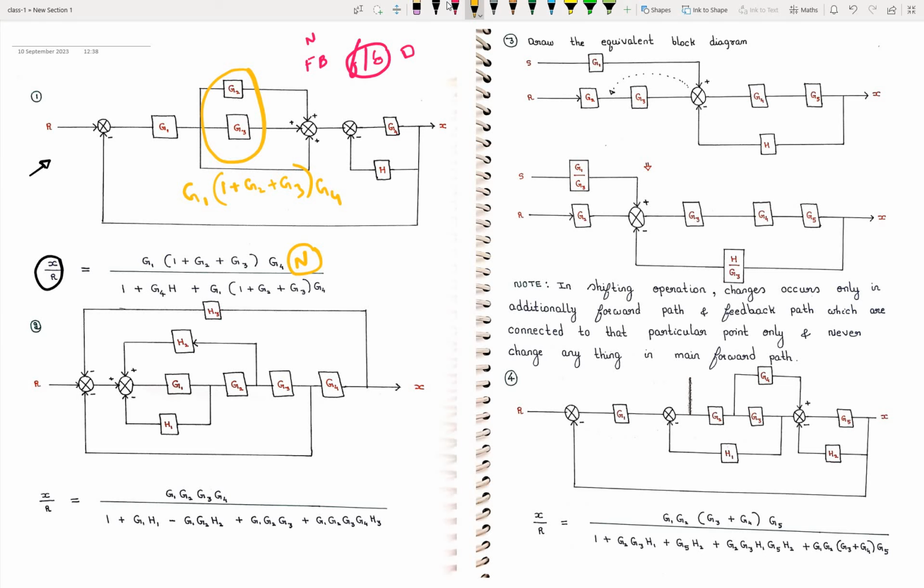In numerator, we write the forward path. So in the forward path, we have G1. All these things are in parallel, so we have to add them: 1 plus G2 plus G3 and then we have G4. So this completes our numerator part.